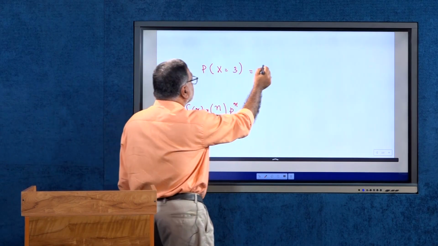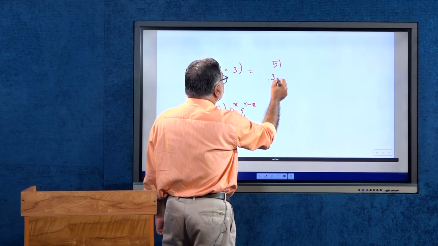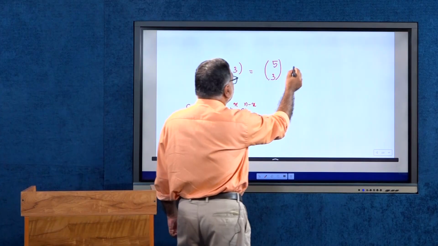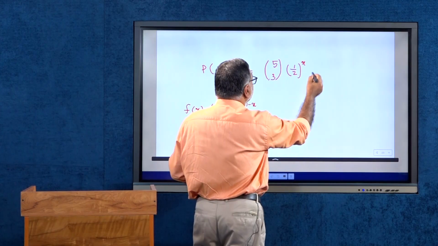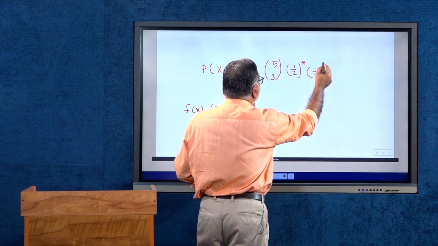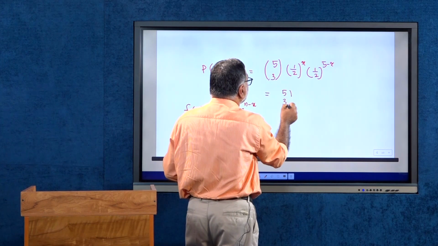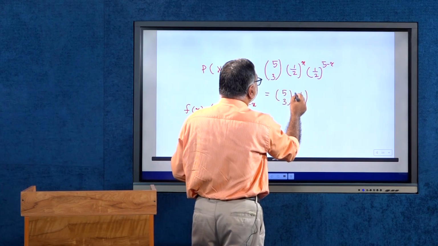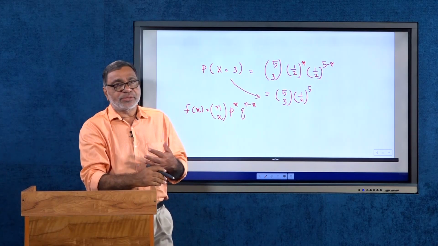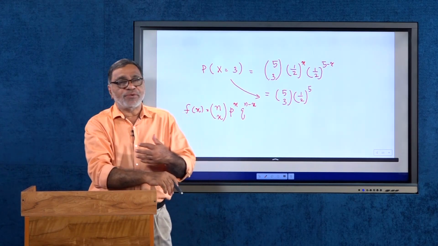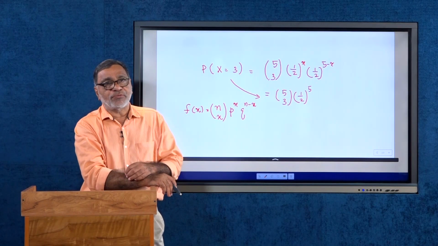So here n is equal to 5, nCx where x is equal to 3, p is 1 by 2, and 1 minus p, that is q, is also 1 by 2. So 5 minus x. So that means it is 5C3 (1/2)^5. So the probability of getting 3 heads out of 5 tosses of a coin is 5C3 (1/2)^5.